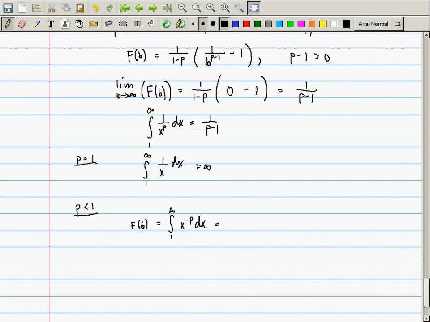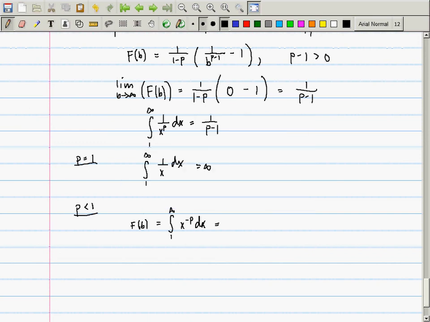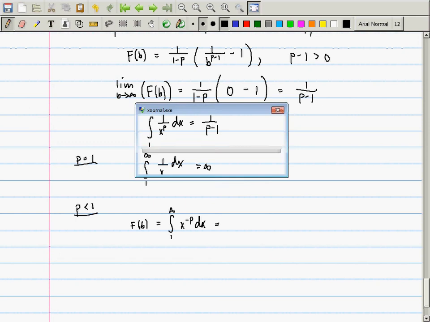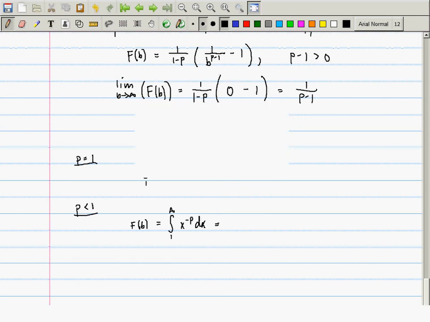Oh, the software is crashing. Can you believe that? Okay, so then I'll just walk you through in words the rest of it and then write down the result after it finishes crashing. The result is that it also diverges in this case.